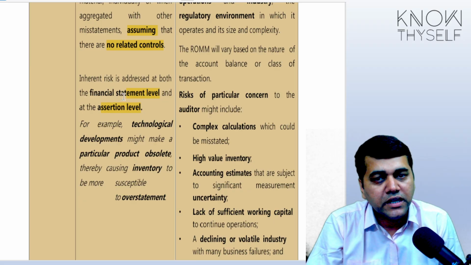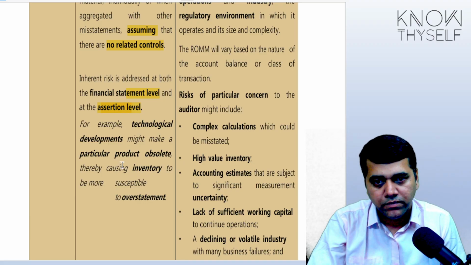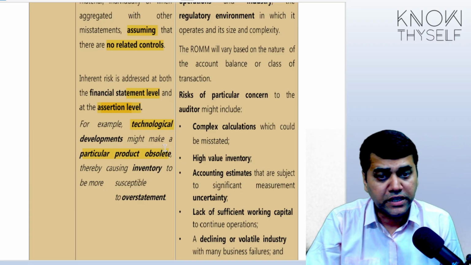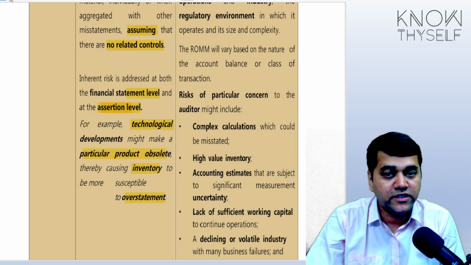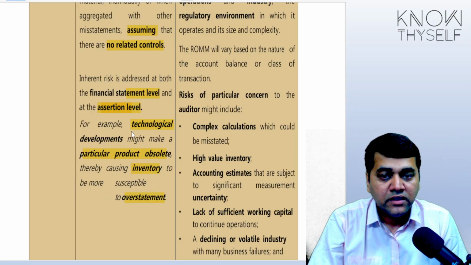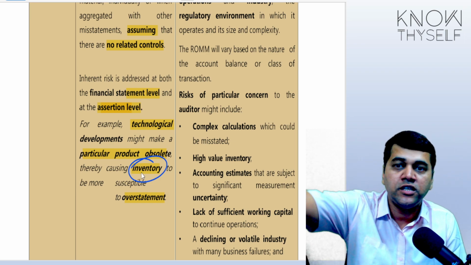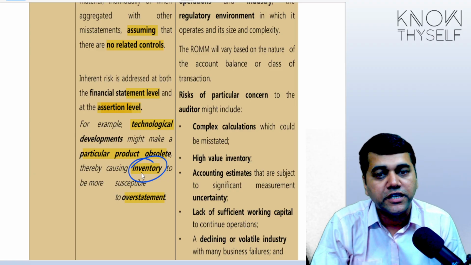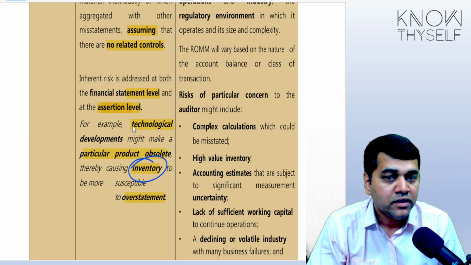Okay. What is statement level? Overall level. What is assertion level? Item level. For example, when you talk about technological changes, a particular product becomes obsolete, causing inventory to be overstated. Now, is this overall level or assertion level? This is an assertion level because I can pinpoint. Because of this technology change, equity is not getting misstated. Your fixed assets are not getting misstated, but that particular inventory is getting misstated. So I can pinpoint and say.